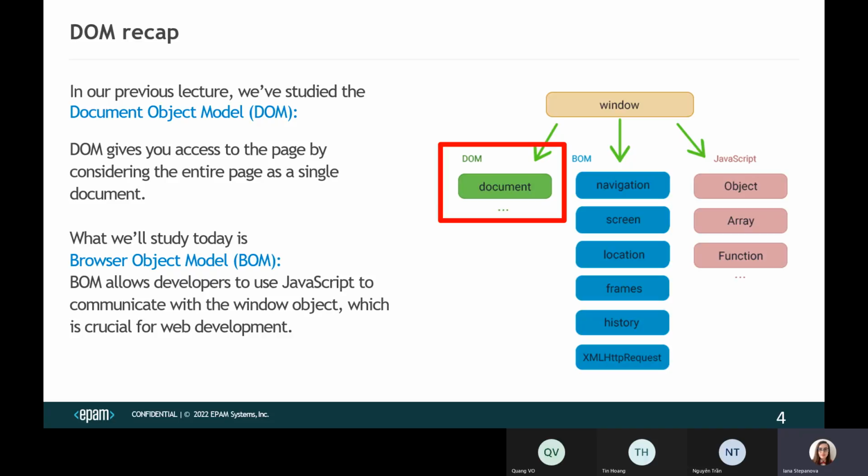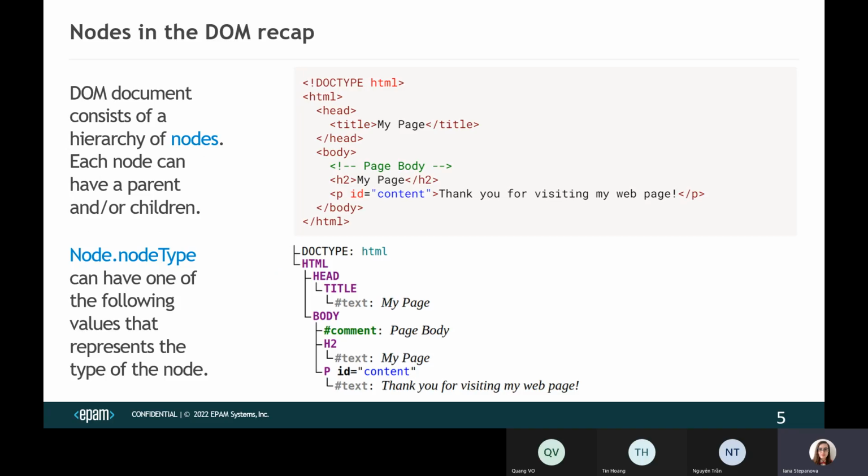Now, what is BOM? What will we be studying today? It is also a special object on window which allows us to use several interfaces such as navigator, screen, location, frames, history, and also do XMLHttpRequests. It should be noted that when we are using window, we get access to both BOM and the DOM. The DOM is responsible for window.document, and the BOM, Browser Object Model, is responsible for the rest.